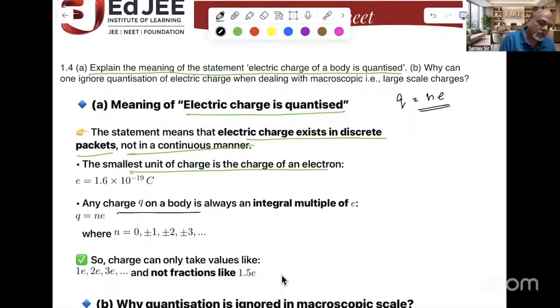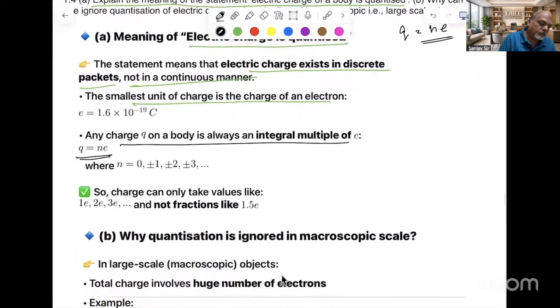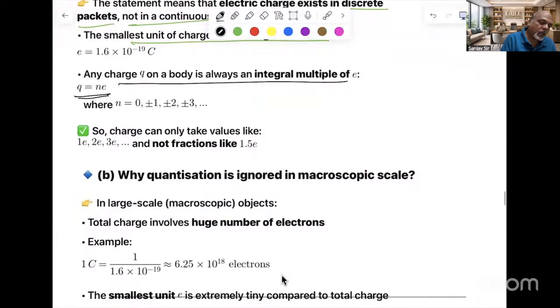Any charge, so basically the fundamental charge is a discrete charge. It is not a continuous charge. Correct? Now, you cannot have a fraction of a charge.